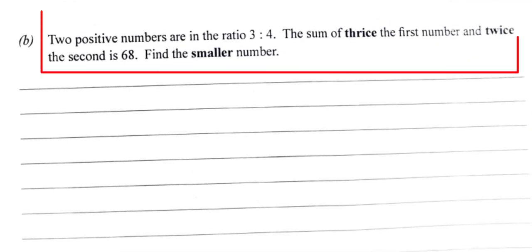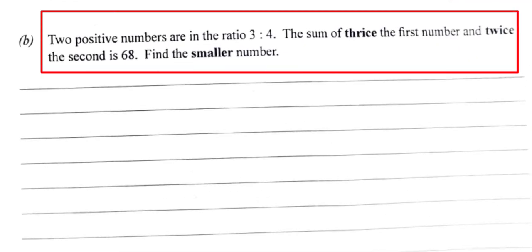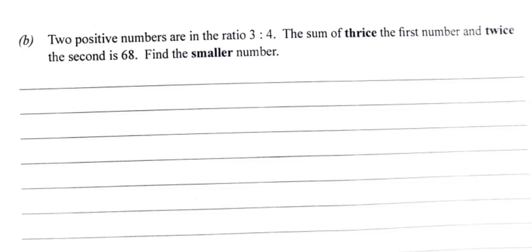The 1b also says that two positive numbers are in the ratio 3:4. The sum of thrice the first number and twice the second is 68. Find the smaller number. Now there are at least two ways that you can solve this, and I'm going to show you. The first one is a little bit lengthy, that is when you want to use two variables, and the second one is very simple, that is when you want to use one variable. I like the second one, but I'm going to show you the two. First, let me try to understand this here.